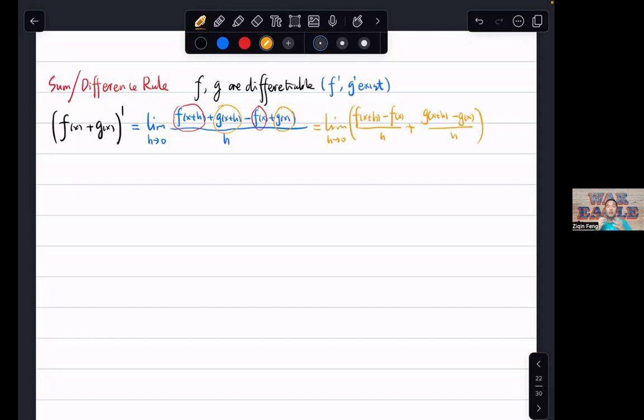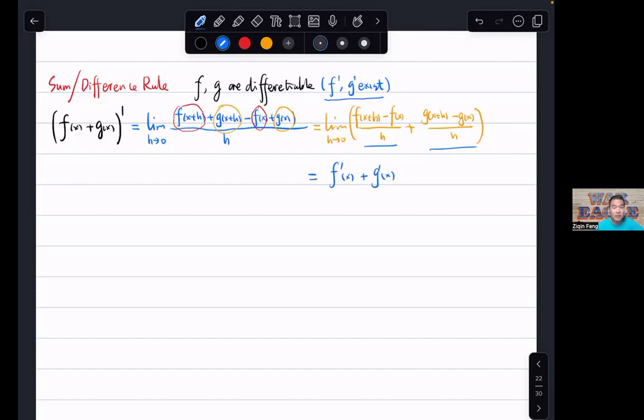We can split it into two terms, just do a distribution. Now we know that both limits exist as finite numbers, so we can evaluate the limits separately. That's basically using the limit laws. So we get f prime of x plus g prime of x. So the sum is a good operation. If you differentiate a sum, you just differentiate term by term.